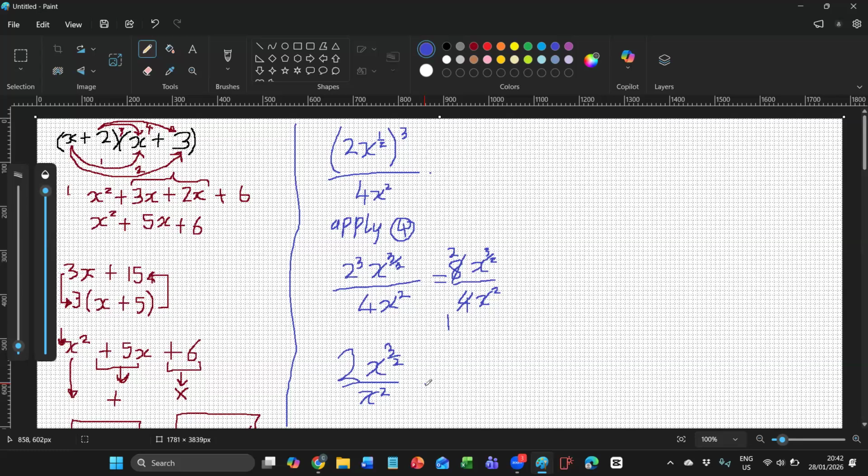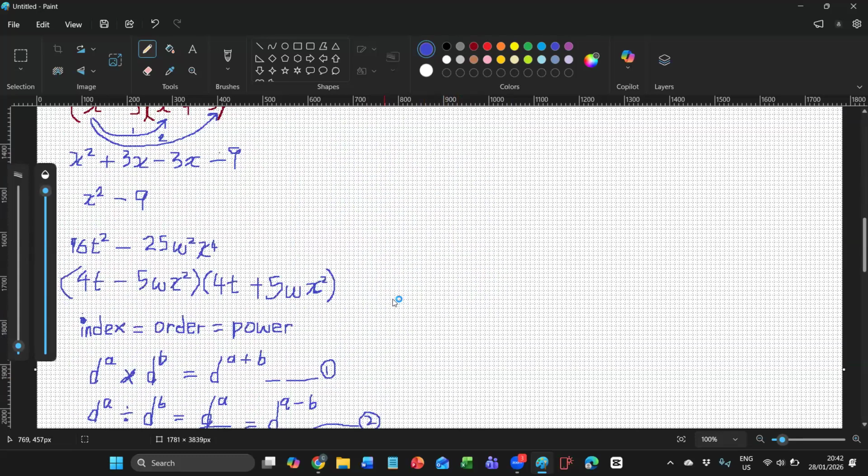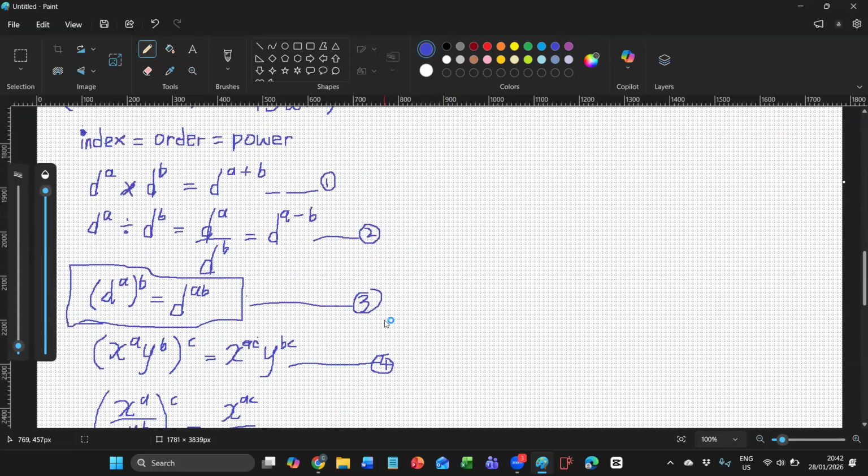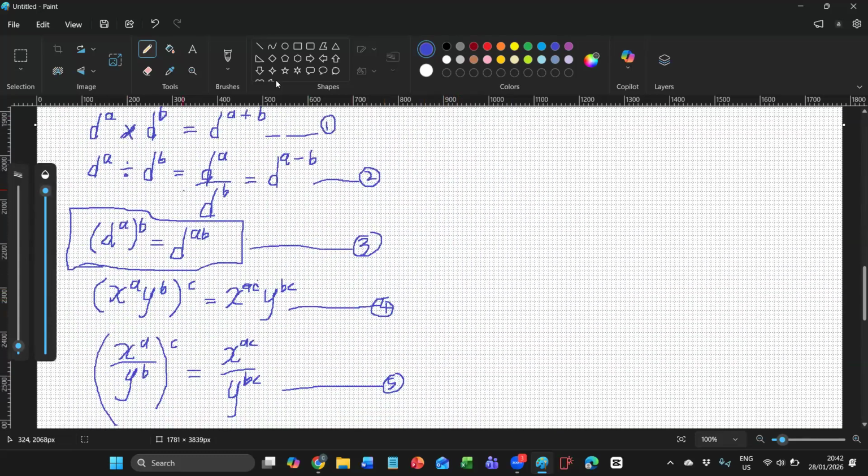Like the first point, two to the power of 3x, 3/2, and then over 4x to the power of 2. Do you remember the law that says... I want you to look at that law very well. Please take a look at it. Let me put a red box around it so you know the one I'm talking about.